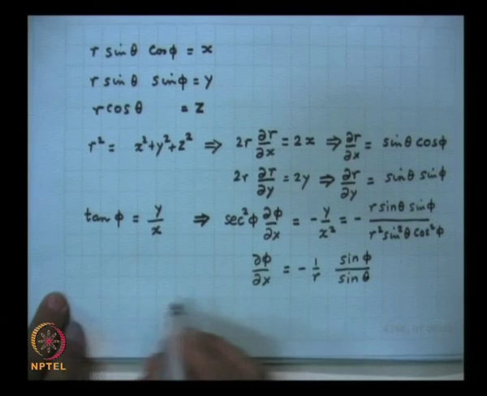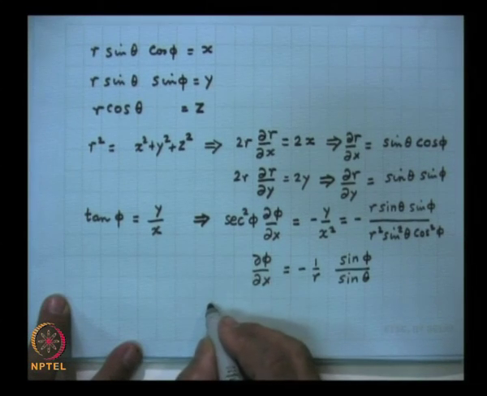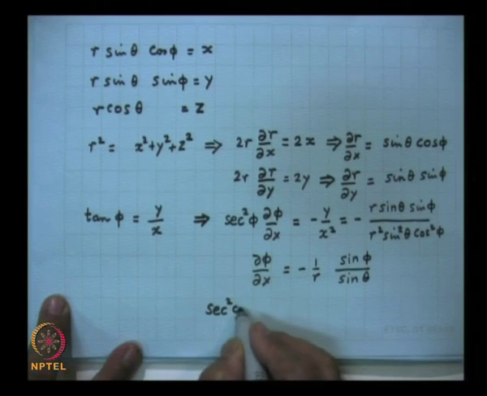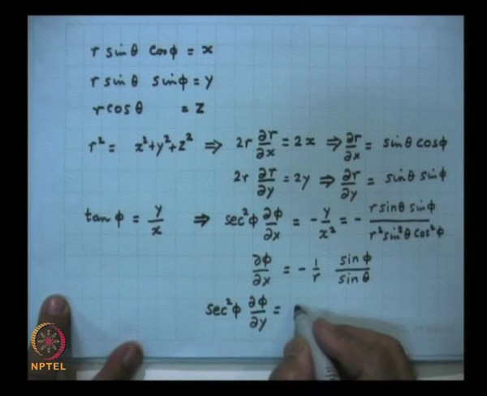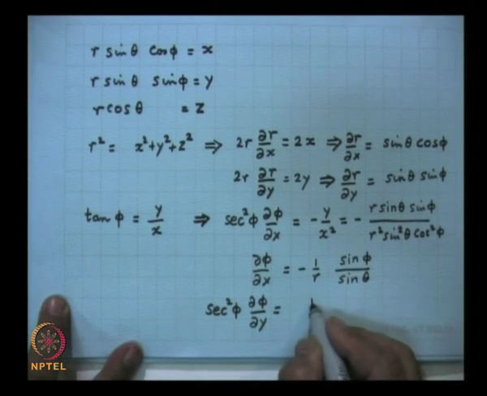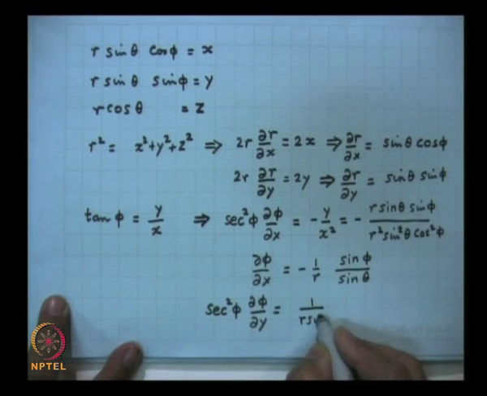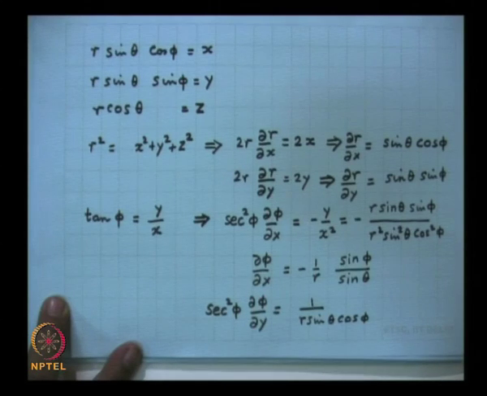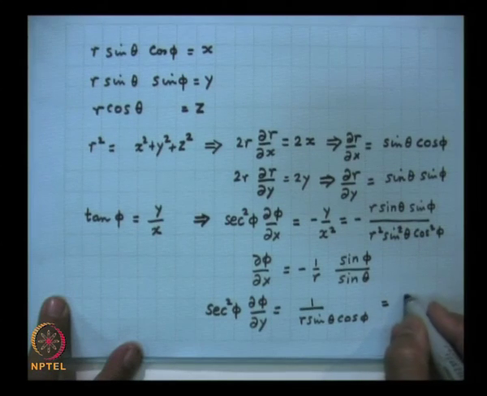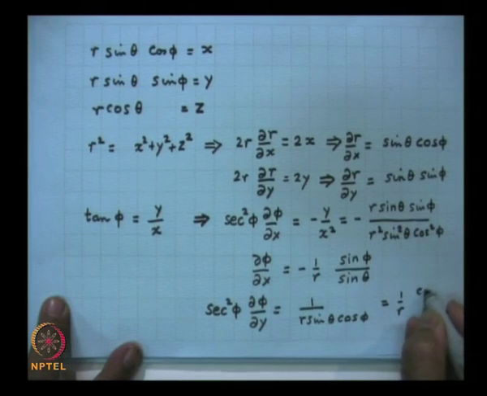If I differentiate with respect to y, that is very simple: secant square phi delta phi by delta y will be just 1 over x, and 1 over x is 1 over r sin theta cos phi. If I multiply this, one cos phi will cancel out with secant phi, and then cos phi will come on the top. So, I will have delta phi by delta y equal to 1 over r, cos phi over sin theta.